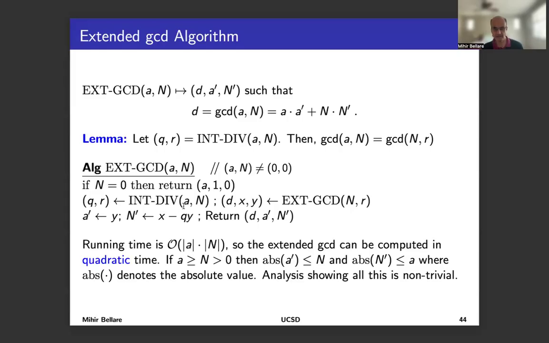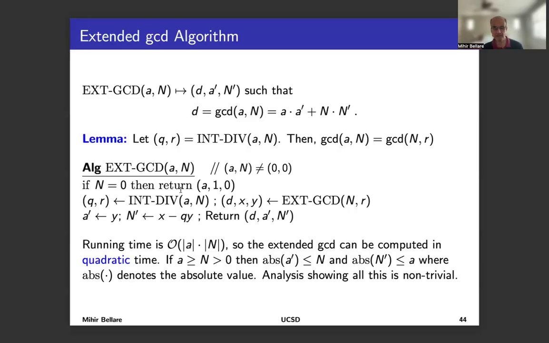Otherwise, we are able to divide. We can't do that if N is 0, but if it isn't, we can divide A by N to get our quotient and remainder. Now I will run extended GCD recursively, as per the lemma, on N and the remainder. And it's supposed to give me back not just the GCD, but also corresponding weights.